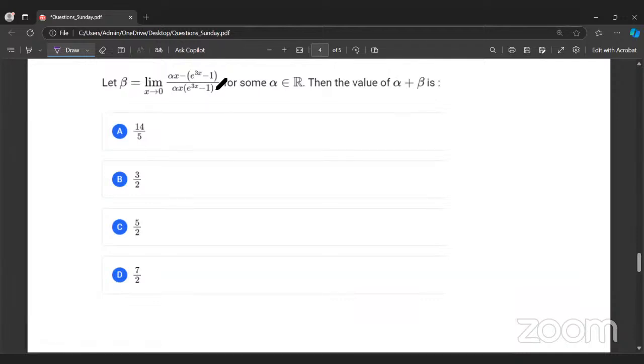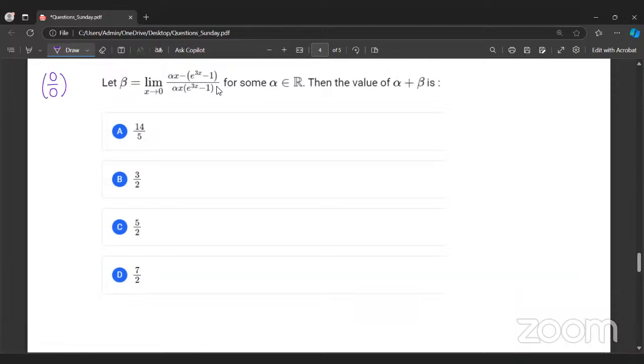It is really simple. Which form is this? When you substitute x as 0, which form of limit do you get? 0 by 0, sir. Great, absolutely correct. You get 0 by 0 form.